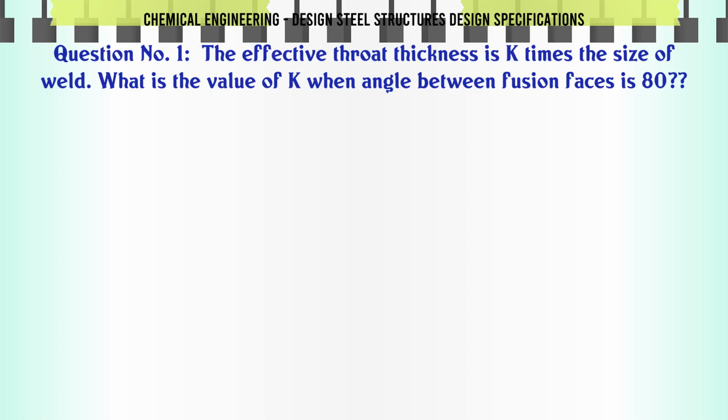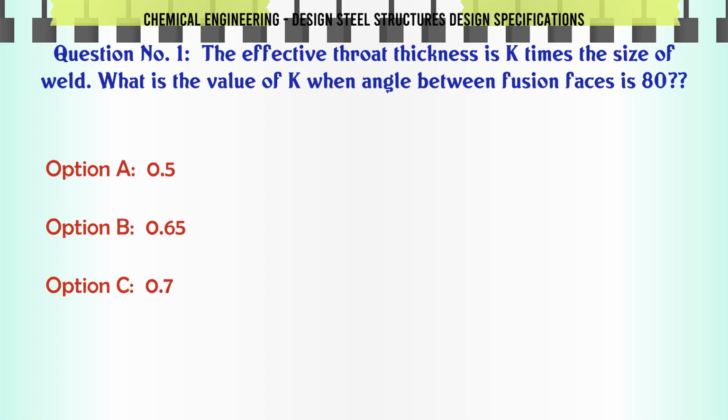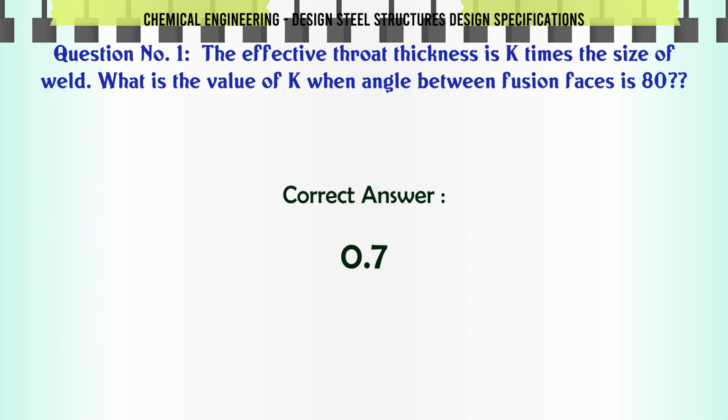The effective throat thickness is K times the size of weld. What is the value of K when the angle between fusion faces is 80? A. 0.5, B. 0.65, C. 0.7, D. 1. The correct answer is 0.7.